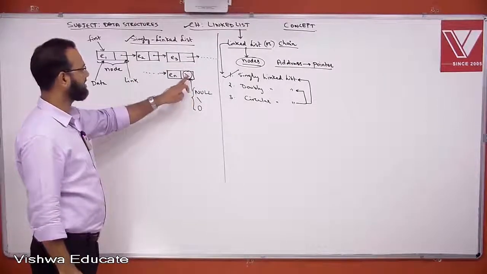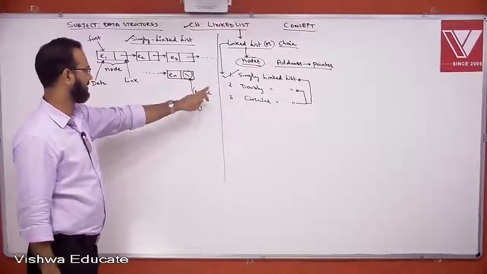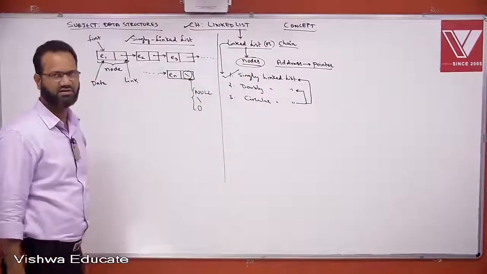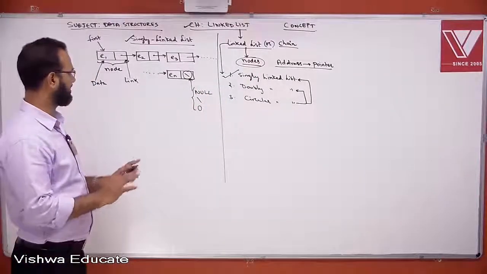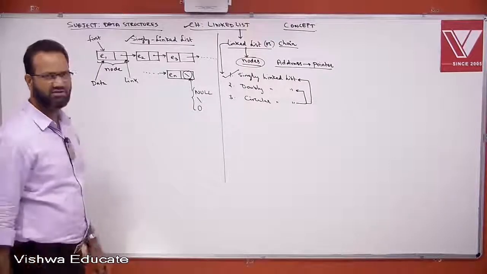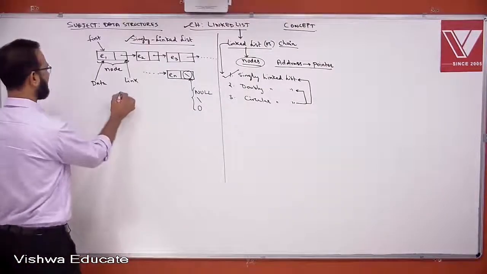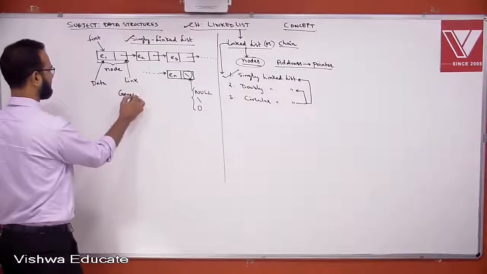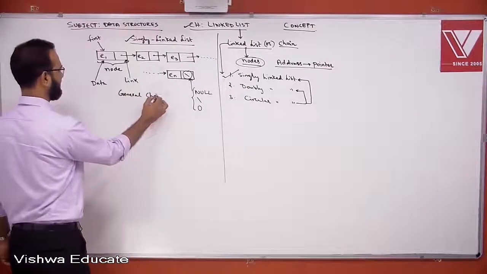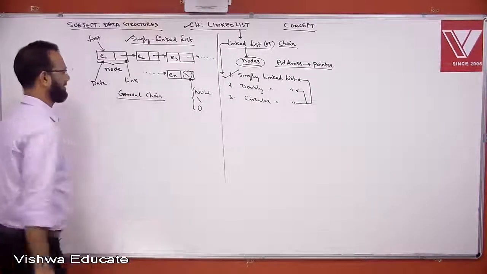For the last one, since there is no node to be followed, either null, slash or 0 you can specify. All of it says null, nothing is there to be followed. This is a general singly linked list. Either way you can call it a chain.